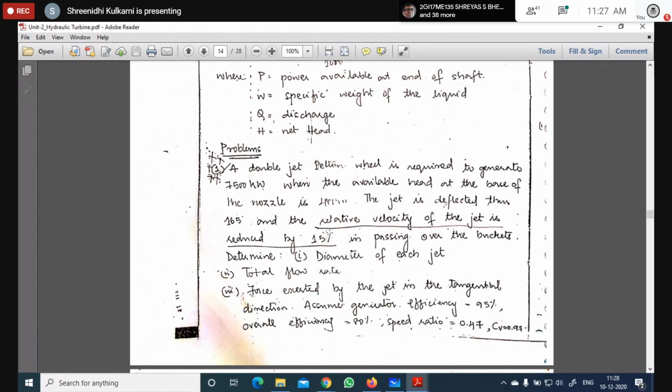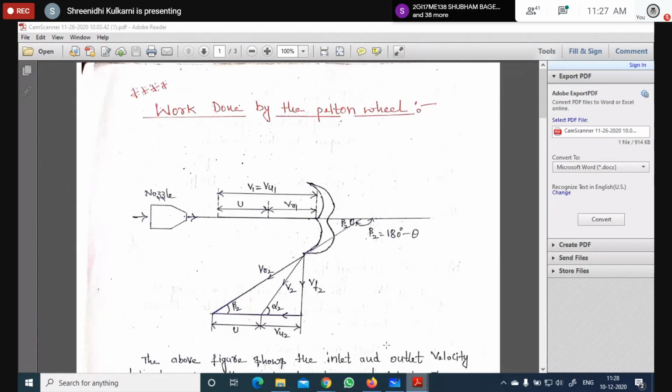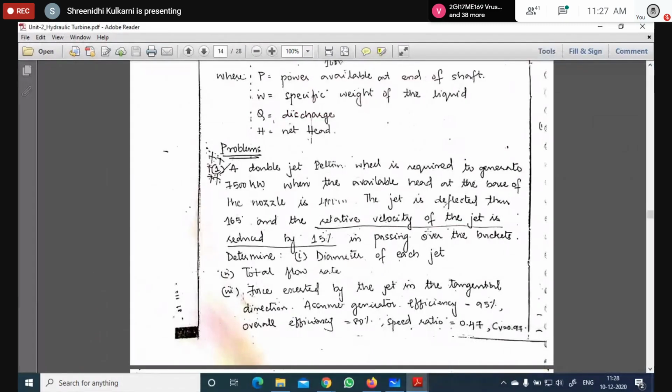Okay, suppose here the jet of water is striking on the turbine blades, and it is split into two halves, that side or this side. Now I'm considering this side. So here they have given that the relative velocity of the jet is reduced by 15% in passing over the buckets.